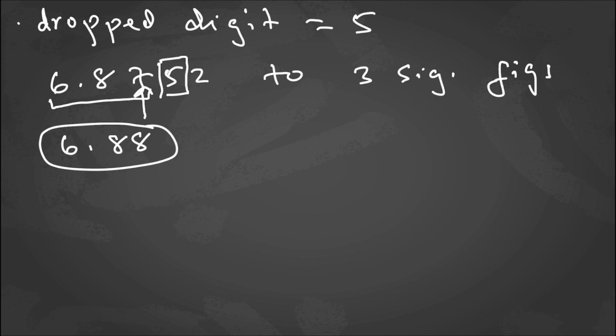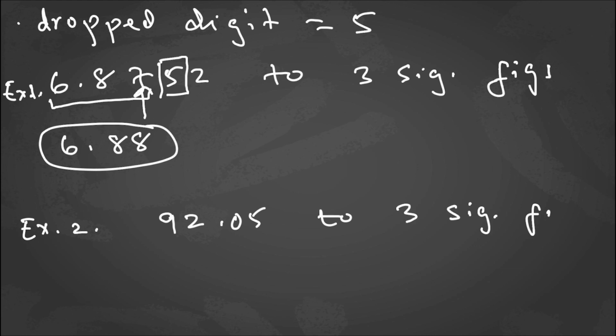Now, let's look at this other example. So this is example 2. Now let's make the previous one example 1, right? So in example 2, what we will see is that if we have a number such as 92.05, and we are asked to correct this number to 3 significant figures, this 0 is a captive 0, so it is significant. So our first 3 significant digits have to be 92.0.